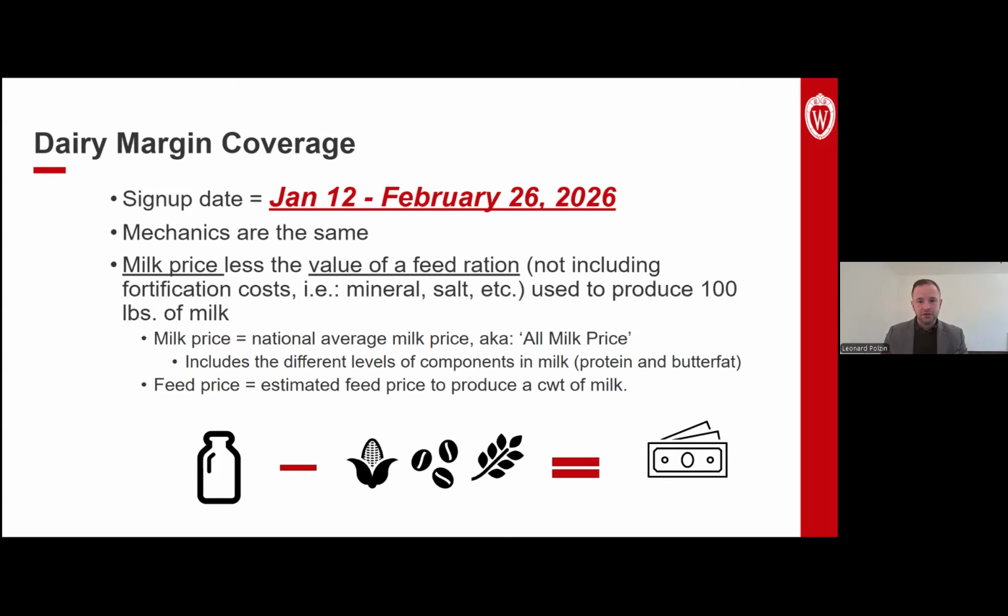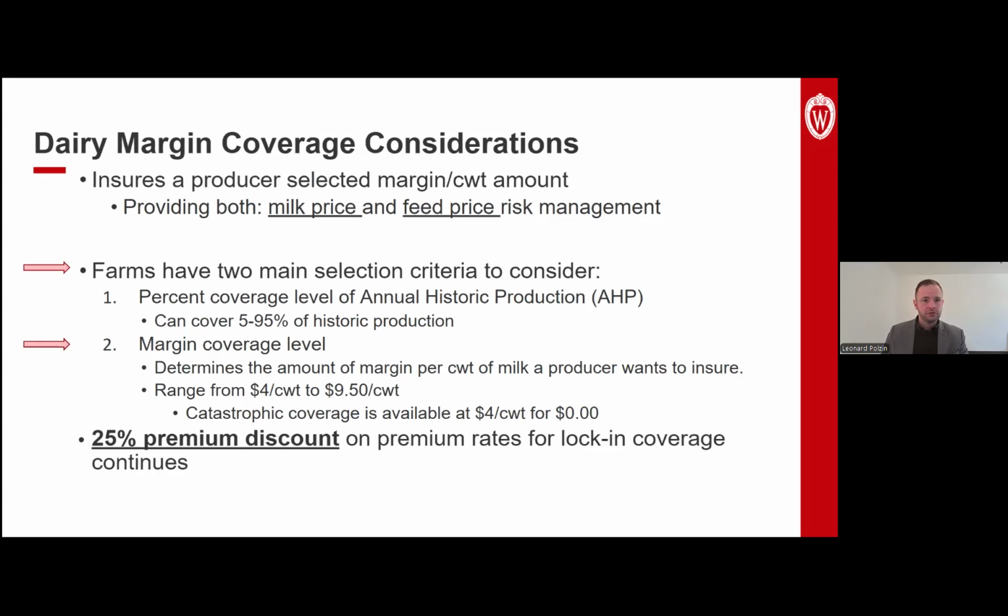So the milk price that we're using is the all milk price, which is the national average all milk price. And then for the feed price, again, these are estimates in order to figure out what the margin would be. Now, if you're taking a look at some considerations in this, we provide both milk price and feed price risk.